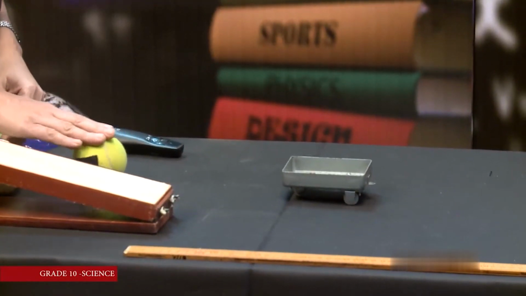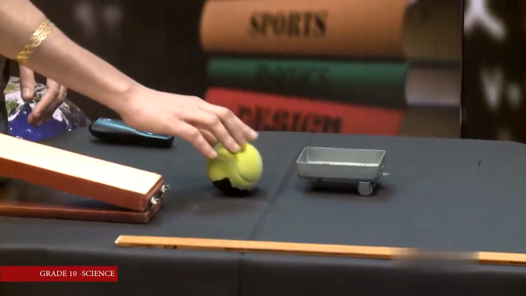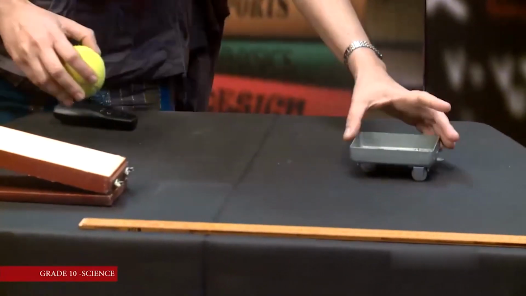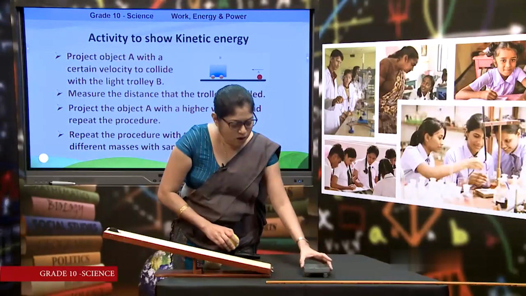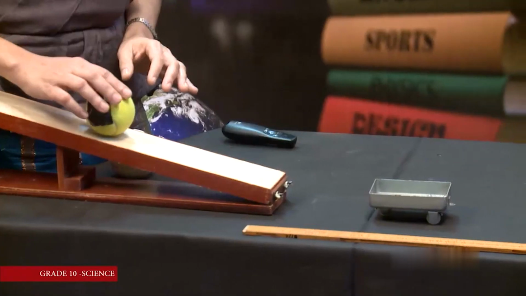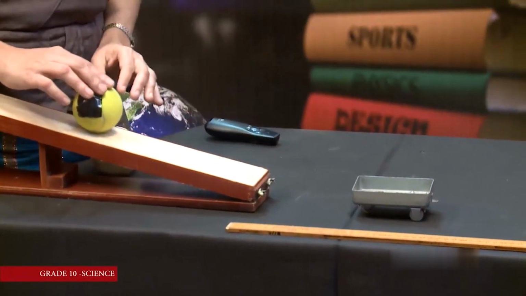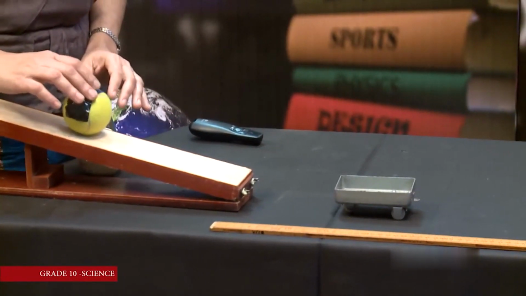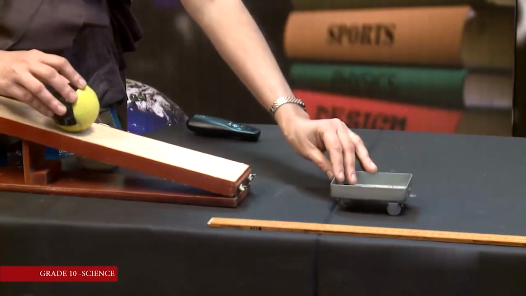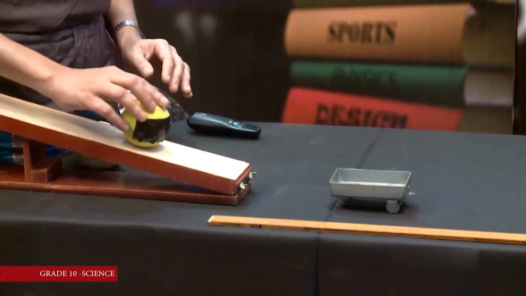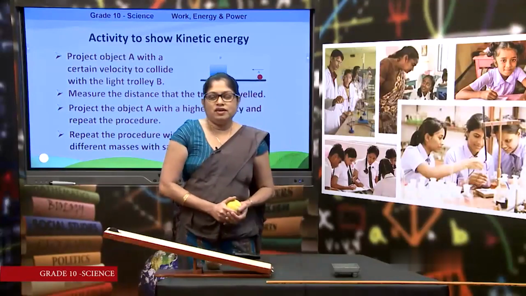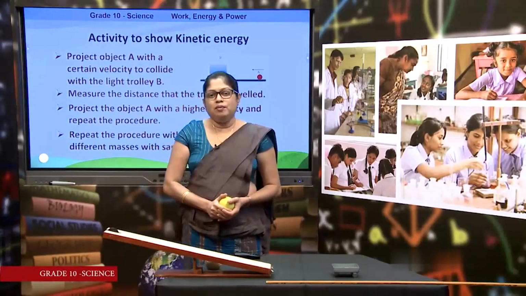Look what will happen. So, it travelled some distance. Now, I use the same object and I increase the speed of it. So, that is how I am increasing the speed. I allow the object A to fall from here. So, this is like inclined plane. Let us see what happens. You saw it travelled longer distance than the previous time.